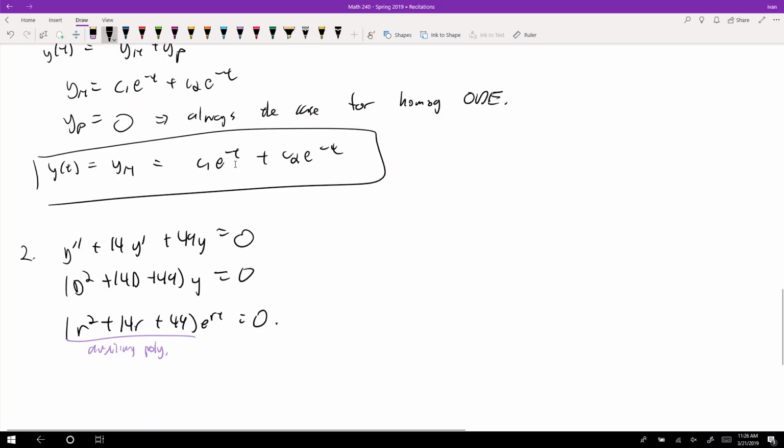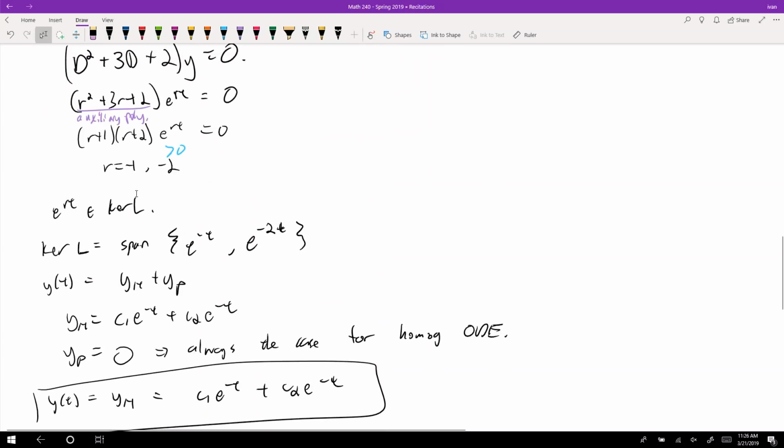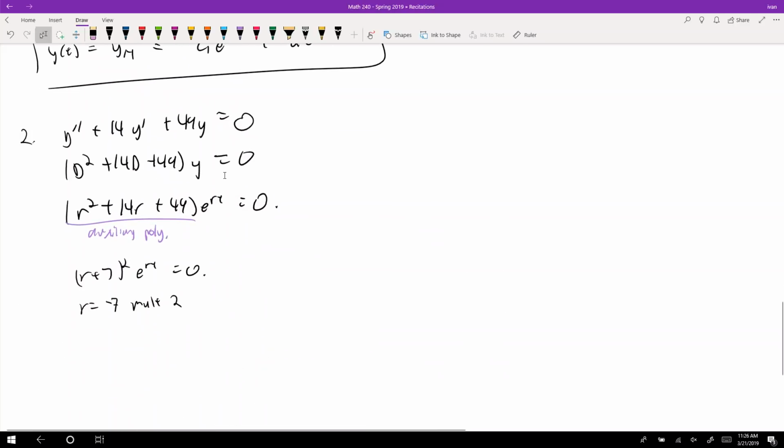Now when we factor the auxiliary polynomial, we get (r plus 7) squared times e^(rt) is equal to 0. So r is equal to -7 twice, so this has a multiplicity of 2. It's a repeated root in our case. And so when we want to write the kernel of L, we get the span of e^(-7t), e^(-7t).